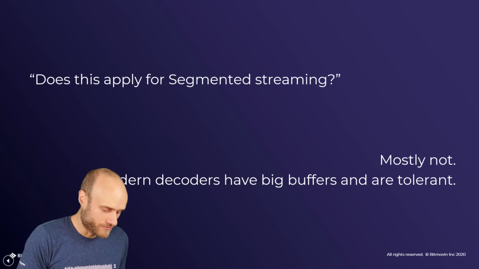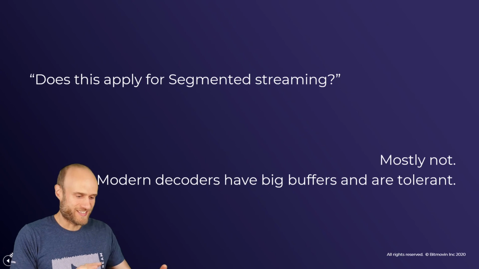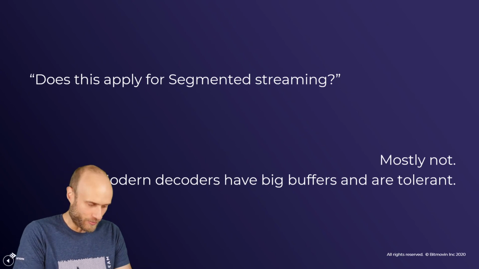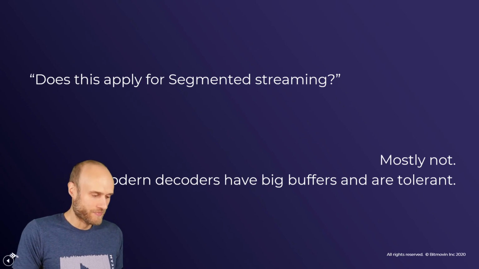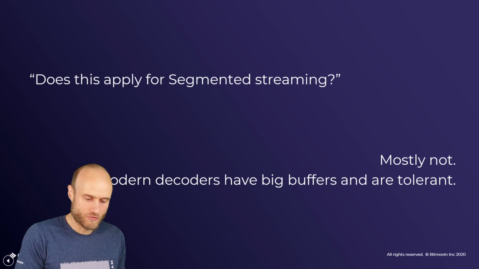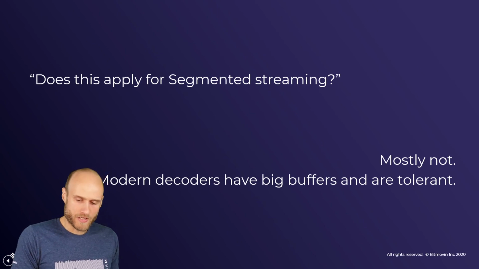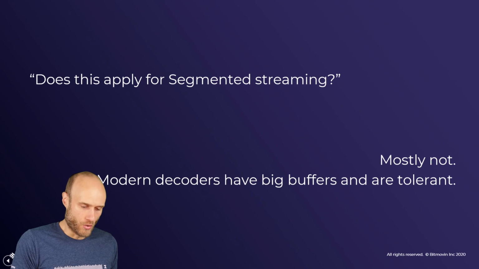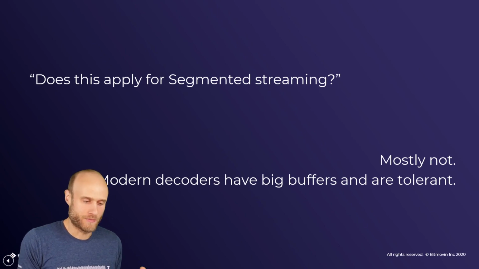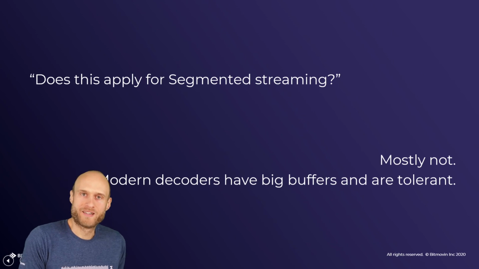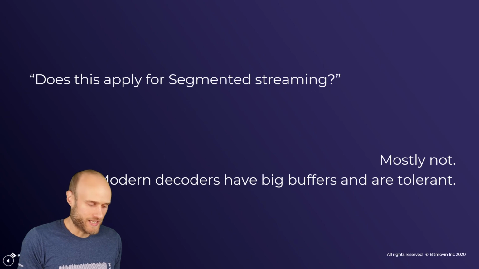Finally, I want to go to some question-answer style of things that we've heard and observed and what happens in reality. So how does this apply for segmented streaming? Does this apply at all? Well, mostly no, because of course for the transmission side, it doesn't really apply, right? For adaptive streaming solutions, we don't have a fixed channel. We have the internet. We get what we get. That might be anything. And so for the transmission side, mostly no.